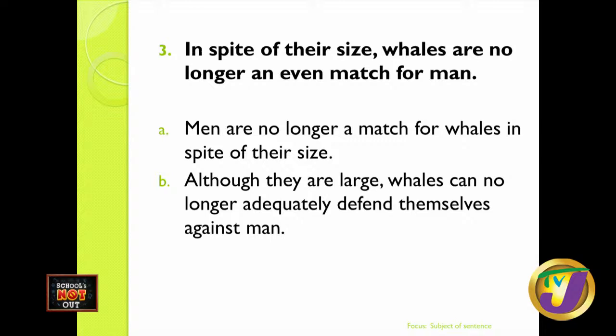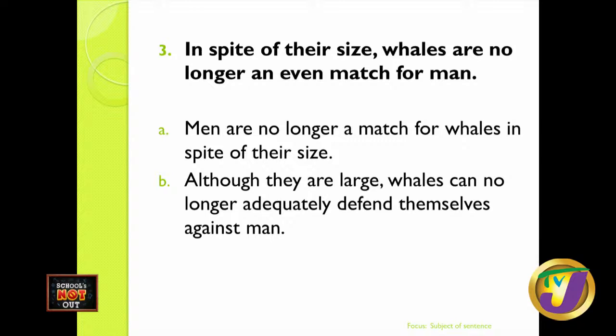For this example, we're going to look at the subject of the sentence. Sometimes the subject of the sentence causes some options to be incorrect as equivalent sentences for the original ones. Number three says, in spite of their size, whales are no longer an even match for man. Let me reread. In spite of their size, whales are no longer an even match for man.